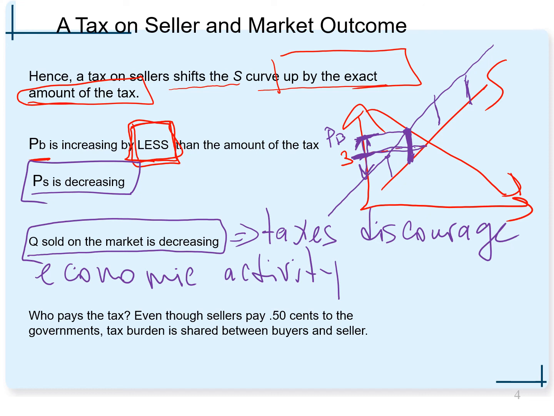And our question is again, who pays the tax? Are sellers paying the tax? Remember, the goal was to impose a tax on sellers. Are sellers the only ones who are paying the tax? And the answer is no. The burden of the tax is shared between buyers and sellers, in a way that we're going to explain later. It depends on elasticity, but both buyers and sellers are going to pay the tax.